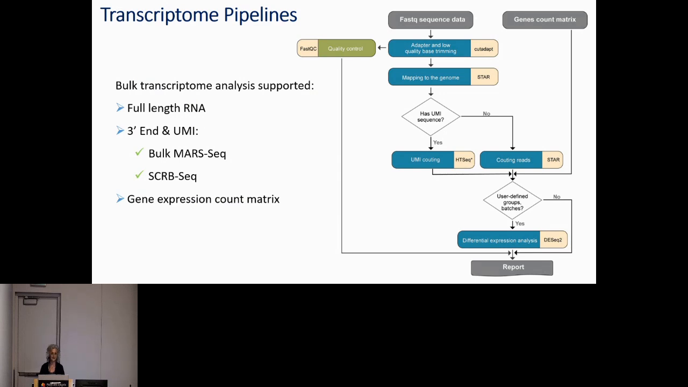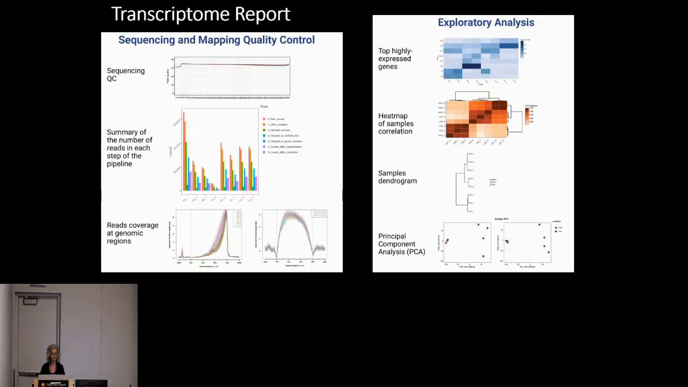Within the pipeline, what happens is if you start with the FASTQ files, the reads will be trimmed and mapped to the genome. Then a count matrix is produced, either at the level of the reads or at the level of the UMIs, and if she entered the information on differential gene expression, differential gene expression will be executed as well. The pipeline finishes off with a comprehensive report.